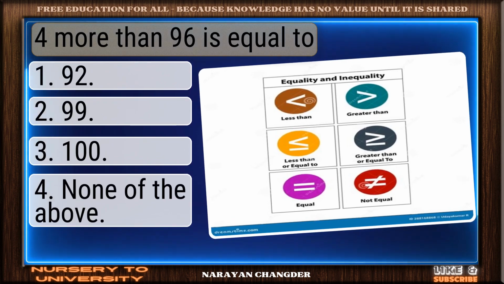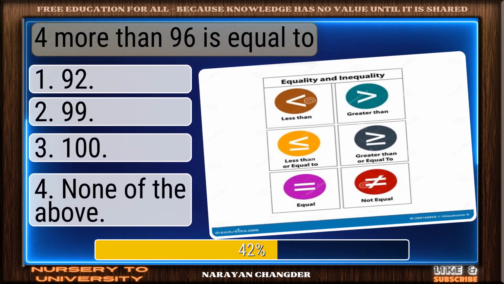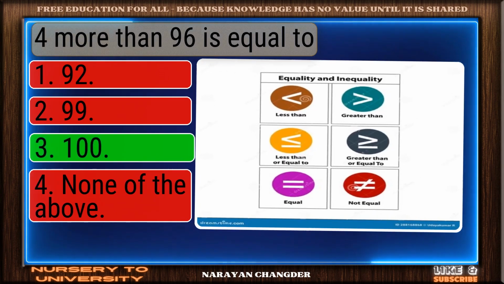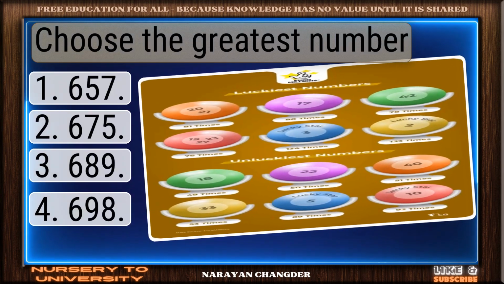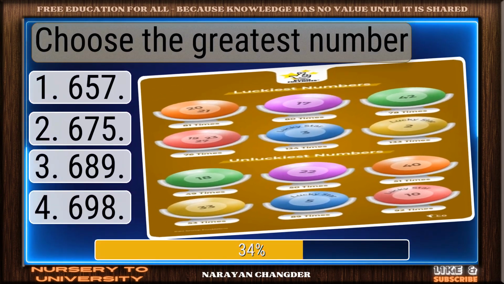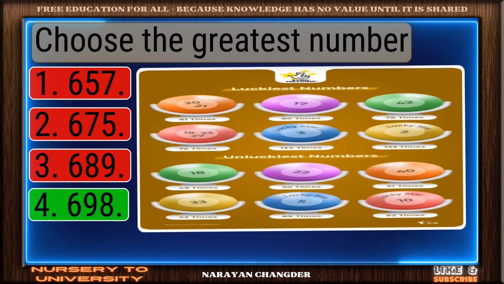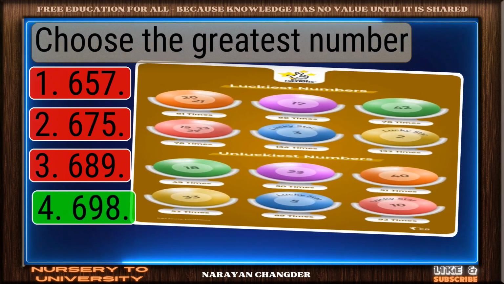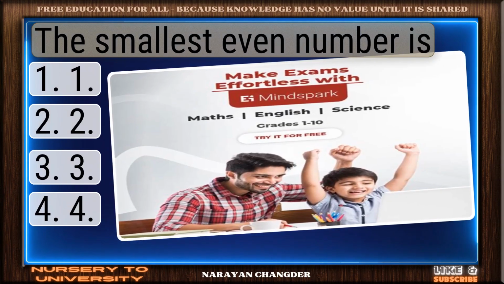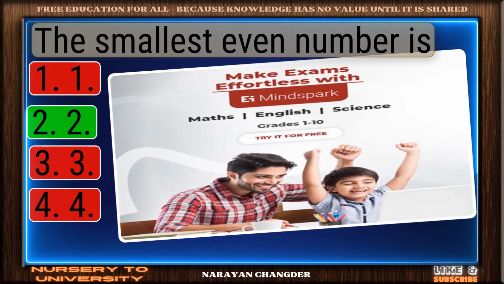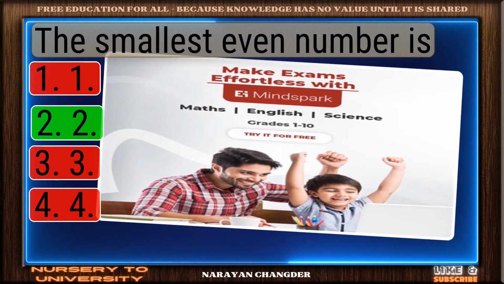4 more than 96 is equal to. On track. 100 is the correct answer. Choose the greatest number. Solid response. 698 is a valid choice. The smallest even number is. Sharp thinking. 2 is the right choice.